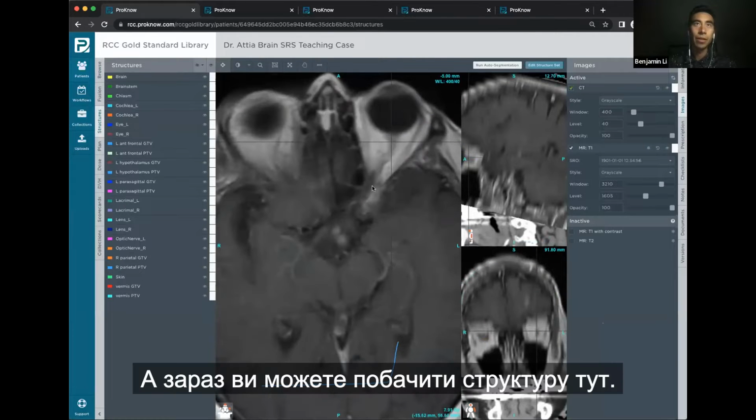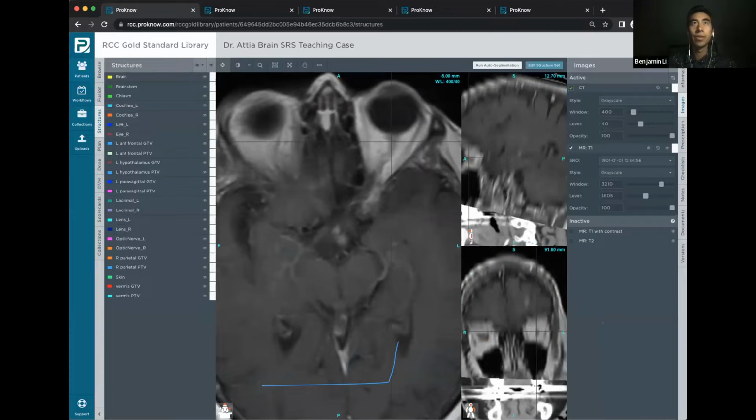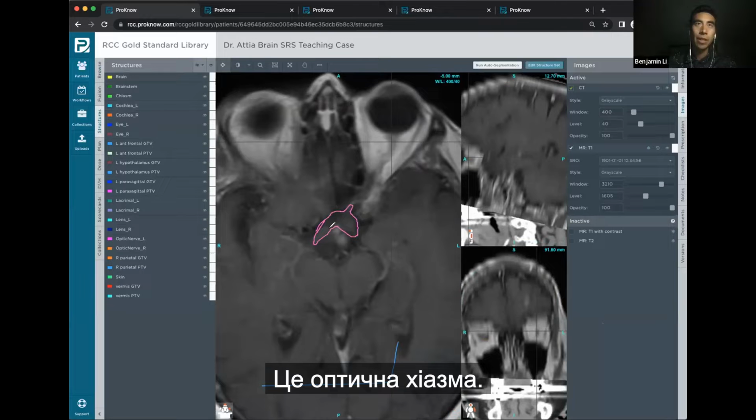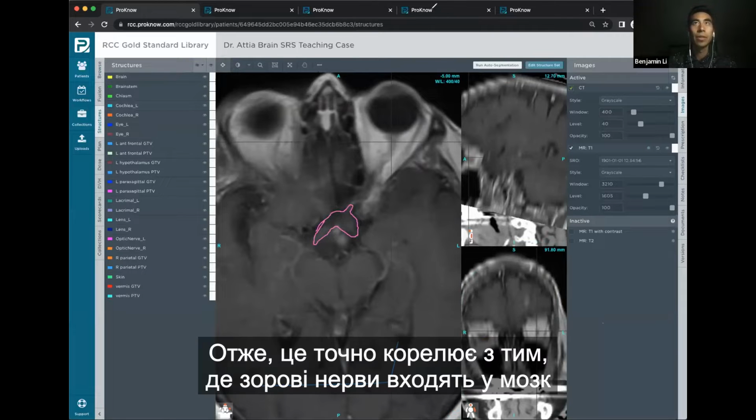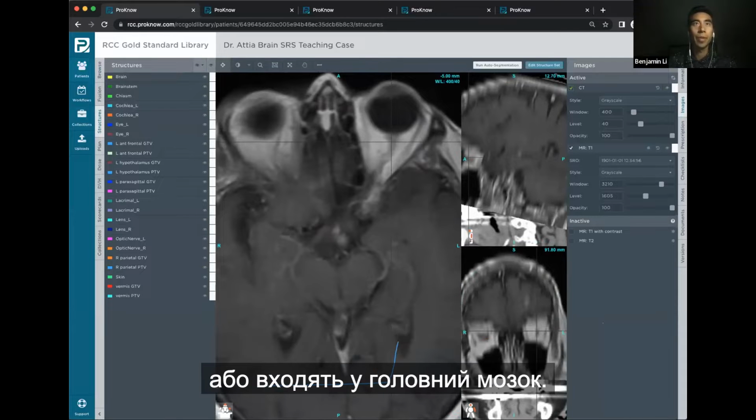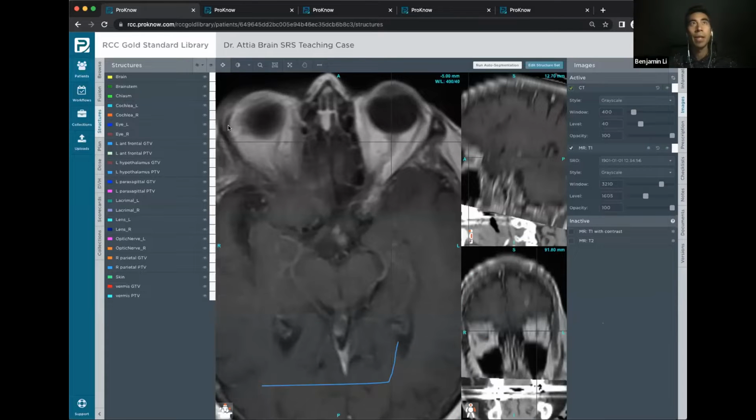And now you can actually see the structure here. You see this? This is the optic chiasm. So it correlates exactly with where optic nerves are coming in and entering the brainstem, or entering the brain.